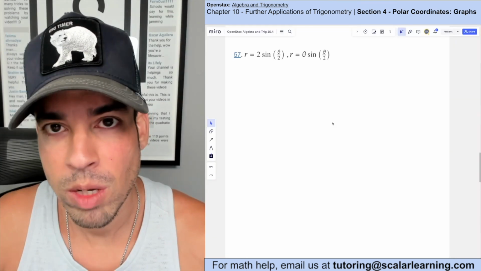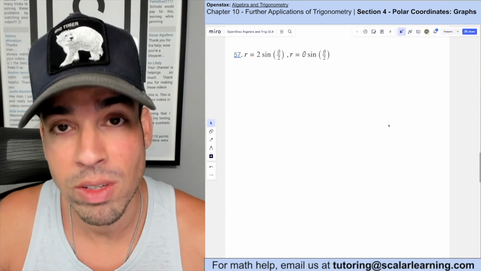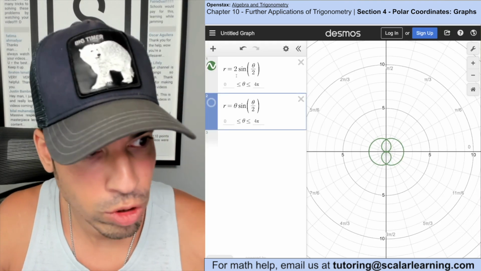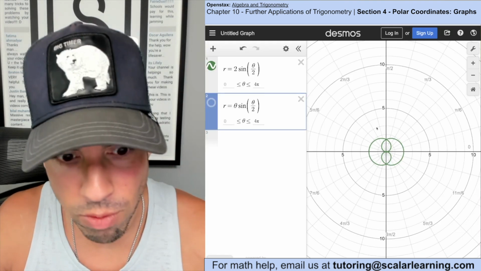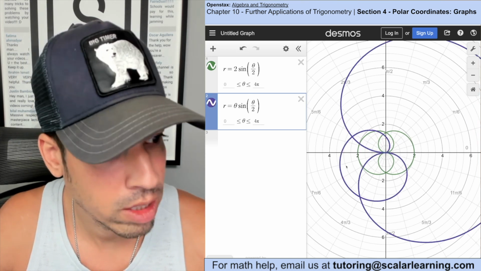Done. So for this one, they want us to use a graphing calculator to graph both of them and then compare. So let's do that now in Desmos. So here's the first one, r equals 2 sine theta over 2 from 0 to 4 pi. And you see it's this really cool looking shape. And then let's look at the purple shape.